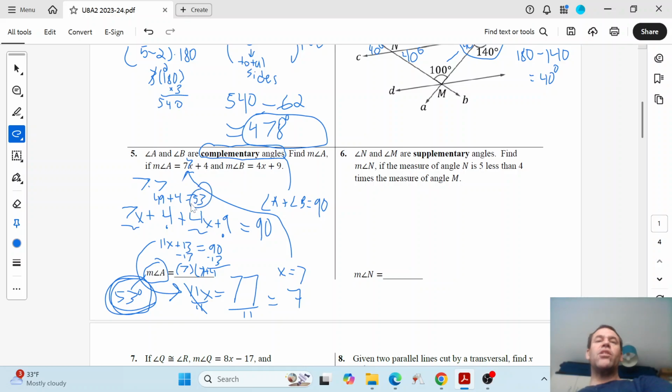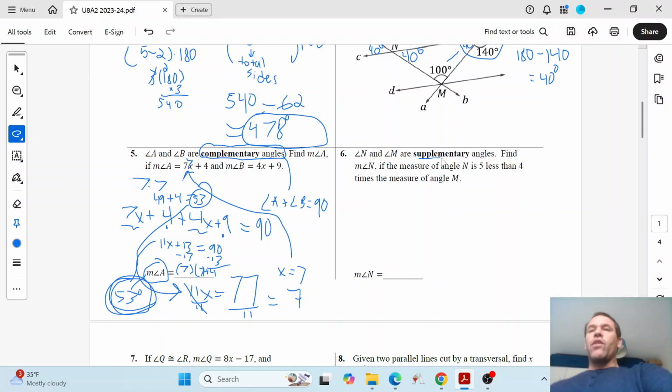Which is our answer? Cool. So then try number 6 on your own. So n and m are supplementary angles. Find the measure of angle m if the measure of angle n is 5 less than 4 times the measure of angle m.